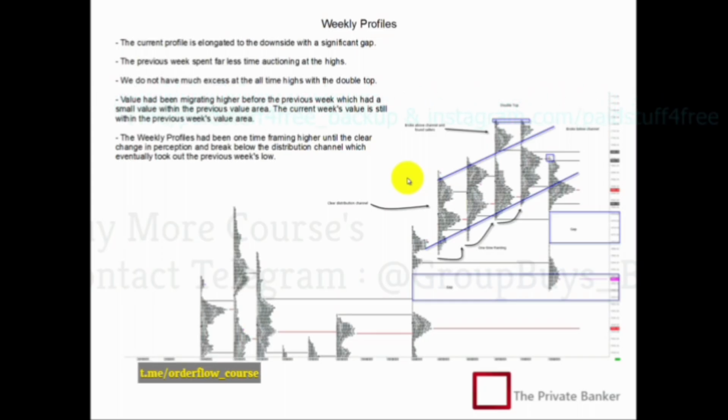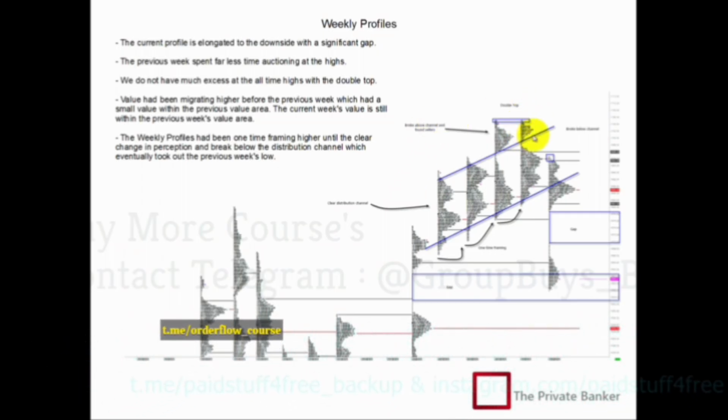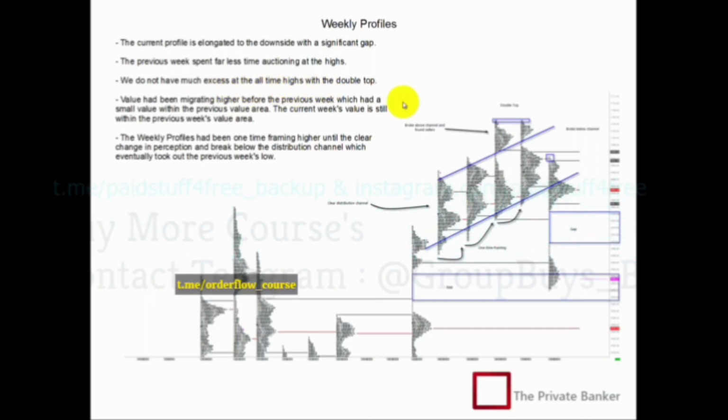So first of all, the current profile is elongated to the downside with a significant gap beneath it. The previous week spent far less time auctioning at the highs, so that would be this week here. Spent far less time auctioning at the highs than the previous. We do not have much excess at the all-time highs with the double top in place. So, of course, this is obviously important information.